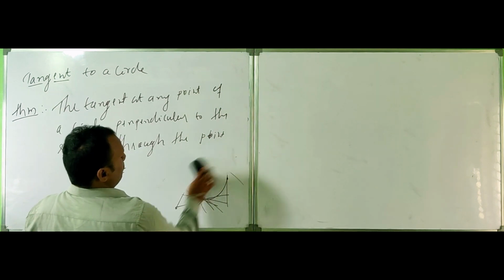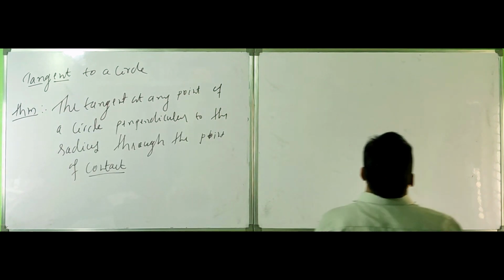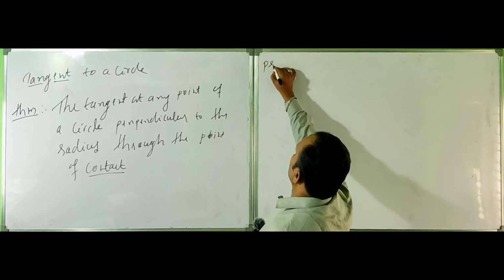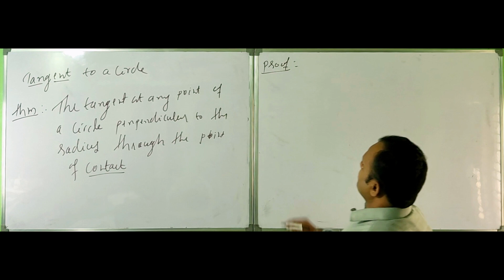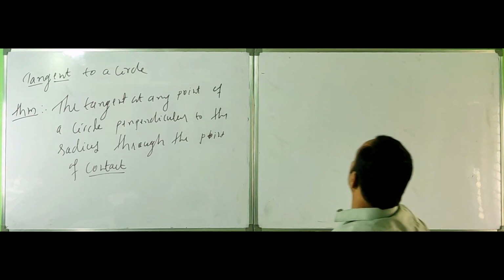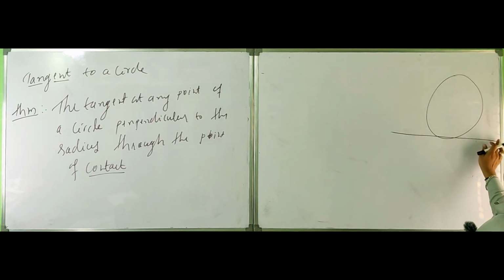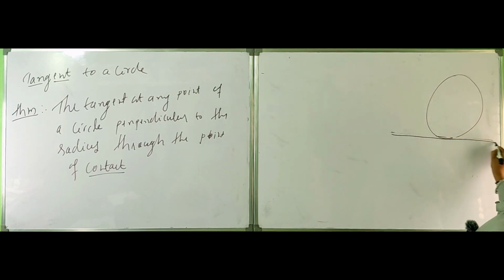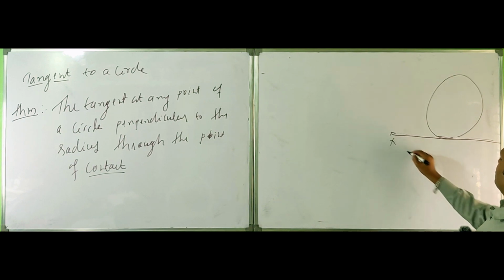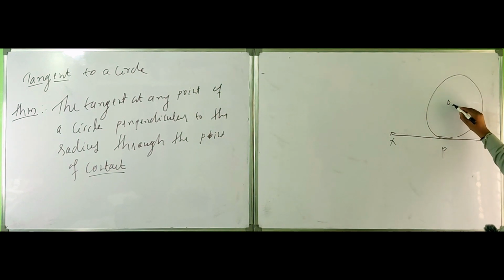Let's prove the theorem here. In the book they gave a very simple proof, but here I am taking the complete proof as it is. First I will take the given. This is the circle, as in the book. This is XY, this is the point P, this is the point O. We have to show 90 degrees.